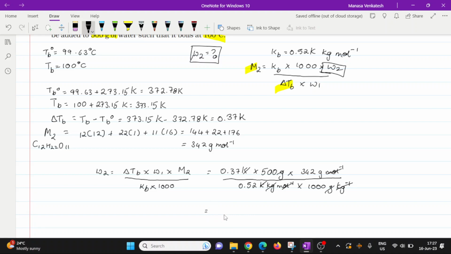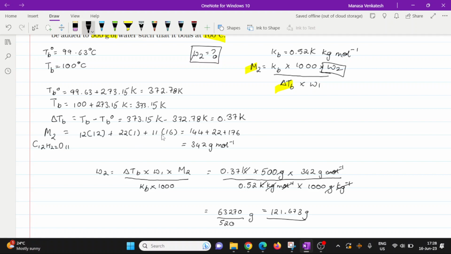So when we simplify the numerator, we get 63,270 divided by the denominator, which gives us 520 grams. On simplification this gives us 121.673 grams. So this is the mass of sucrose that needs to be added to 500 grams of water so that the boiling point of water becomes 100 degrees Celsius.